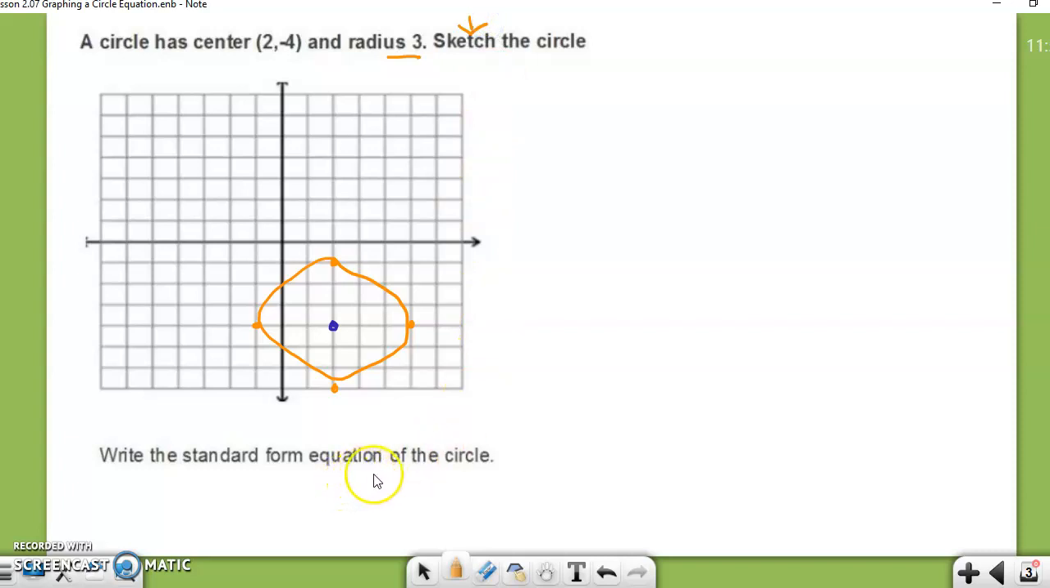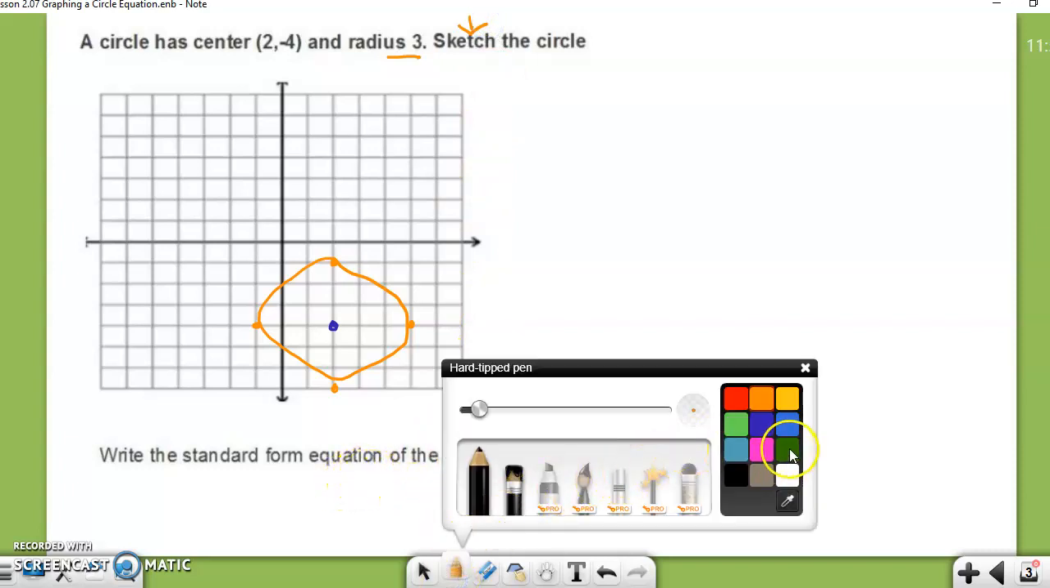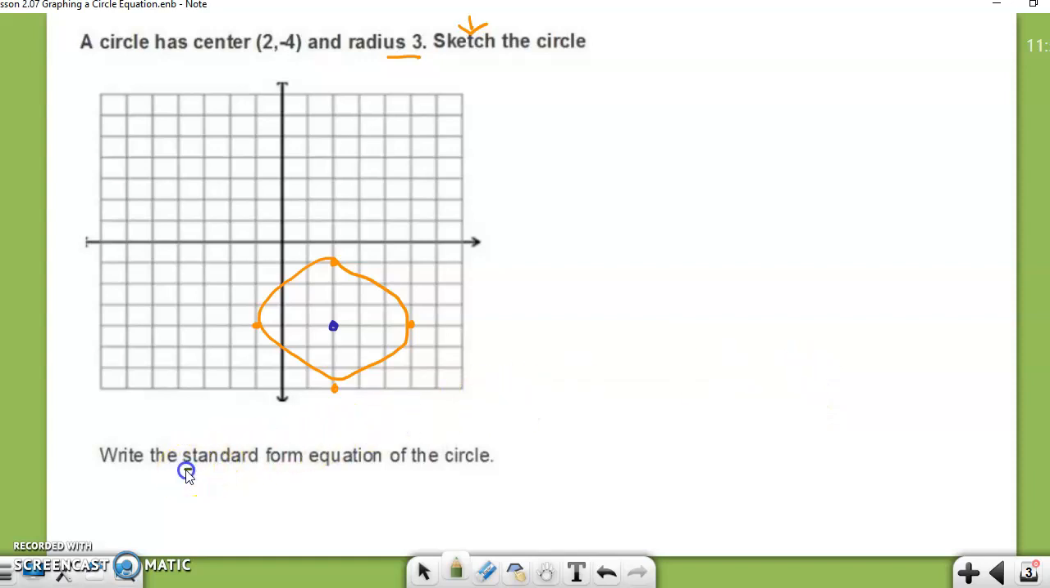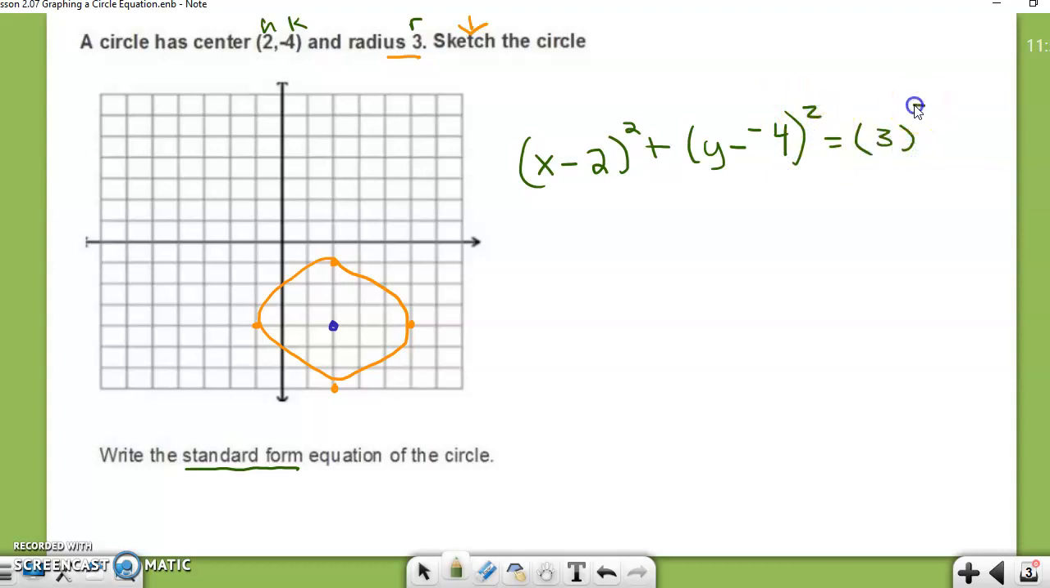Now write the standard form of the equation. Okay, I've got all the values I need for standard form. This is my h, this is my k, and this is r. So I would start out with x minus, remember the minus is in the formula, 2 squared, plus y minus negative 4. I got a double negative there I'm going to have to take care of. And then my radius squared.